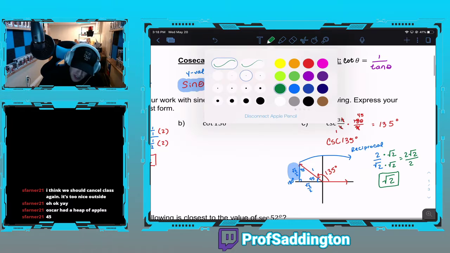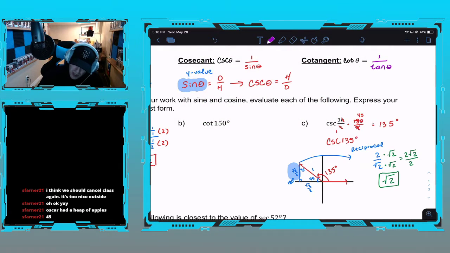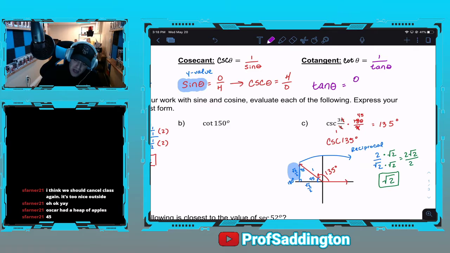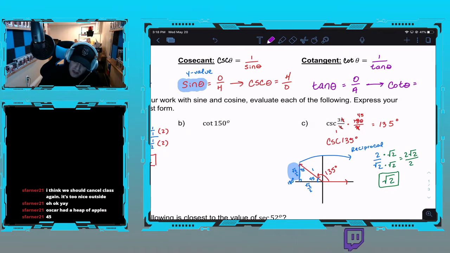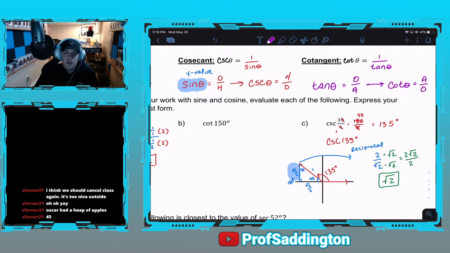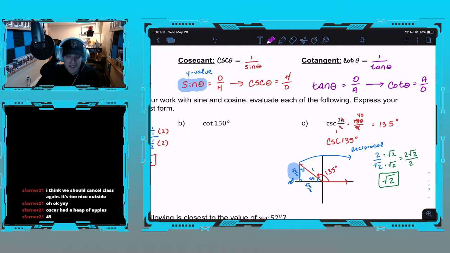So if we go to cotangent, I'm going to write down the little rules up top first. Cotangent is the reciprocal of tangent. And we know tangent is represented by opposite over adjacent. So that means cotangent is going to be represented by adjacent over opposite. Opposite starts with the letter O. See, I'm okay.